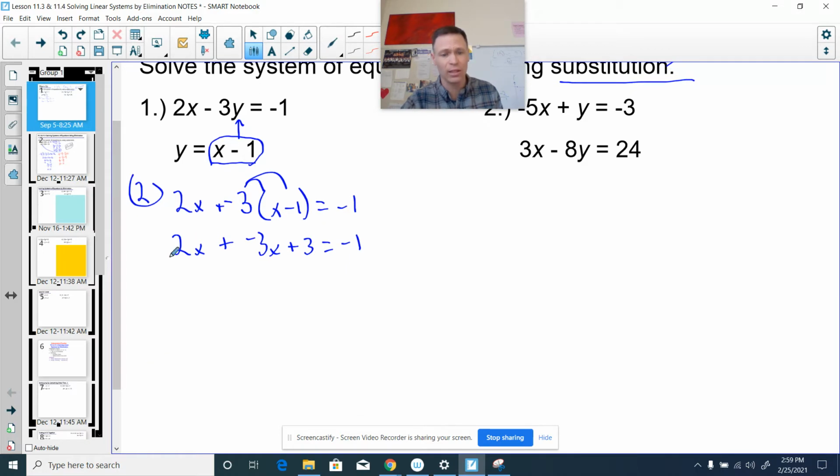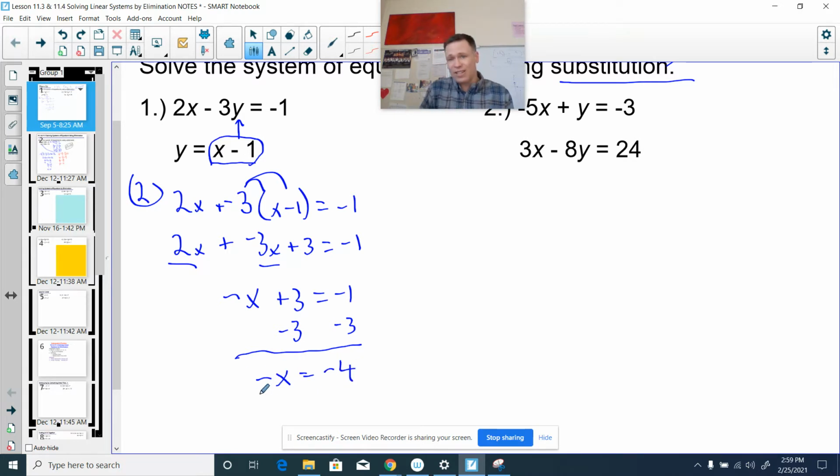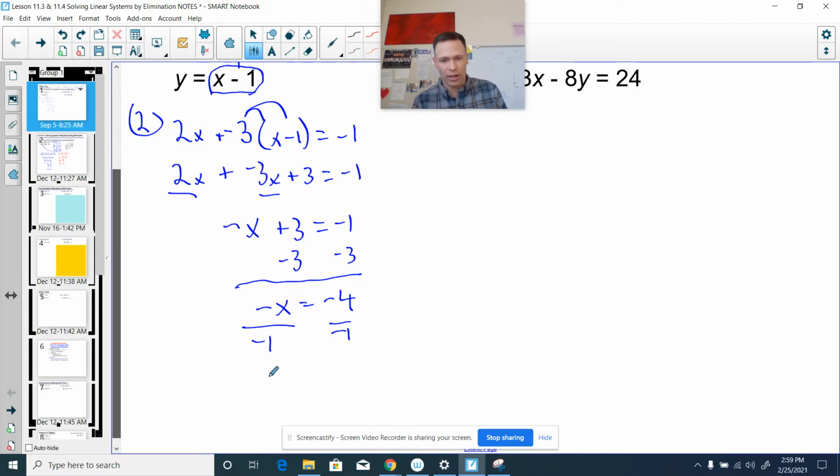And then continuing on, I have some like terms I got to combine. 2x minus 3x gives me -x plus 3 equals -1. And now I can start solving, which means I will subtract 3 from both sides. That'll leave me with -x is equal to -4. And x is not alone yet. I have not isolated the variable, so I have to get rid of this negative sign. How do I do that? By dividing by -1. Then I'll have x is equal to 4, and that is my answer for the value of x.